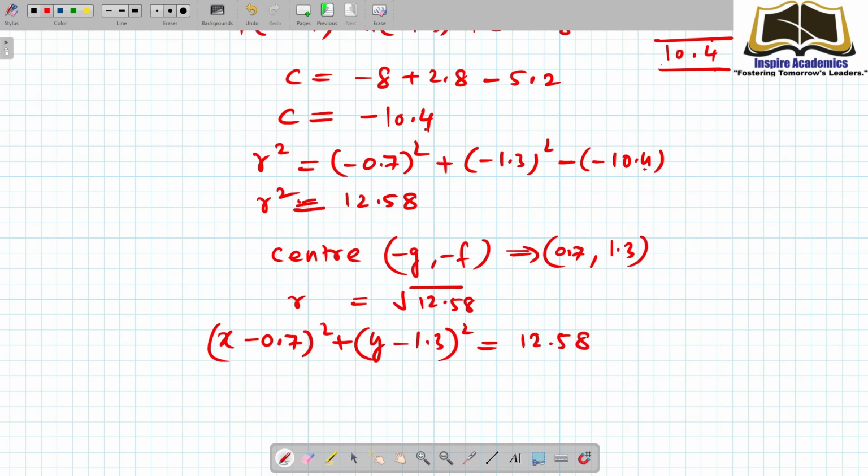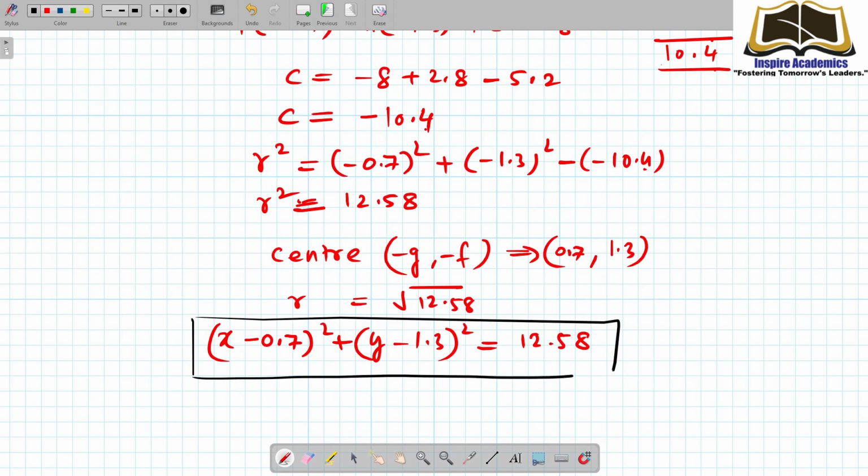So this way you can solve all related problems to the circle. Okay, hopefully you have understood the circle. Let's meet in the next class with a new topic. Thank you.